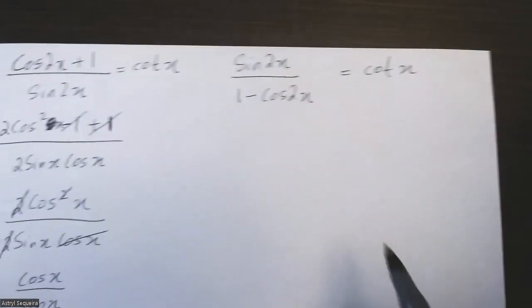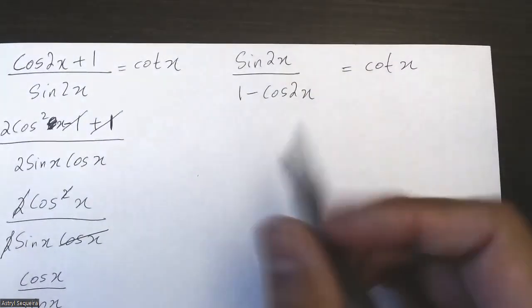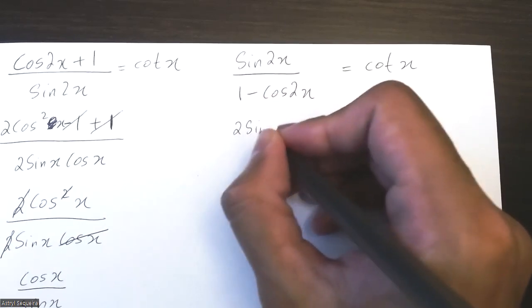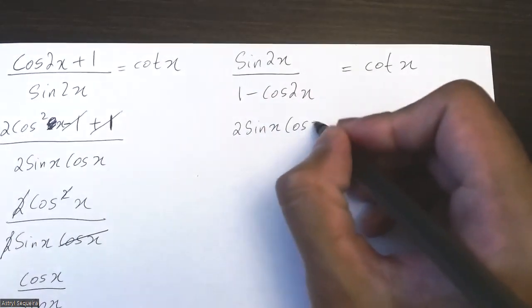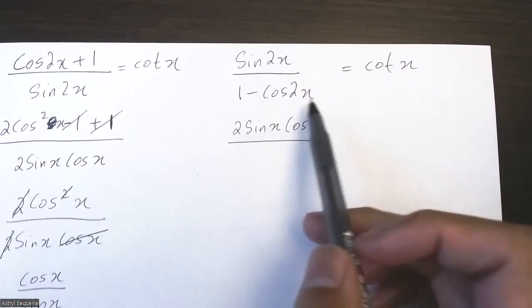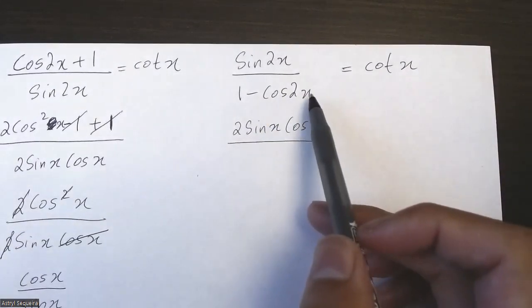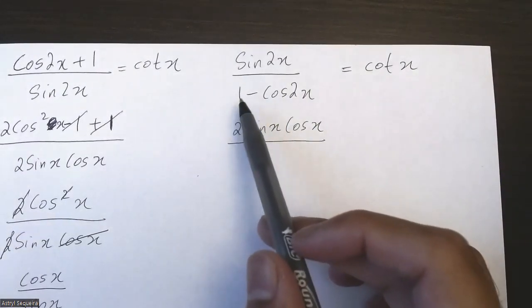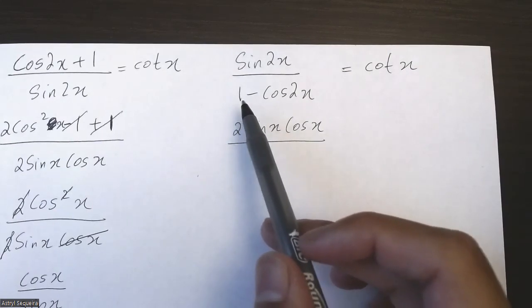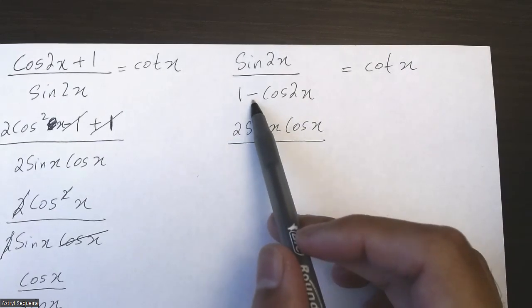The second example is pretty similar to the first one. For sine 2x, there's only one thing I can consider changing that to, which is 2 sine x cos x. And for cos 2x, again, I have three options. So remember, I want to get rid of this 1. This 1 is positive as well in this example, but there's a negative here.